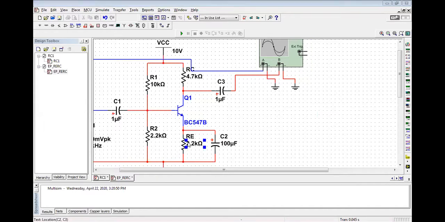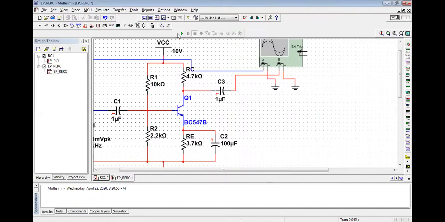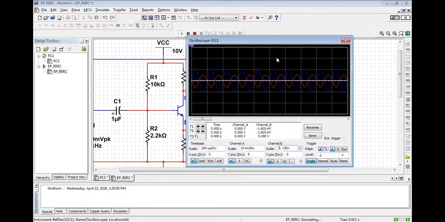I'm going to change it from 2.2 to the last reading I'm going to show you, that is 3.7K. Okay, so if I execute this, the output voltage must be less than the 1.7 or 1.8 that we got in the earlier mode. You can see it is 1 volt, 1.08 volt or 1 volt. So gradually we know the output voltage is decreasing.